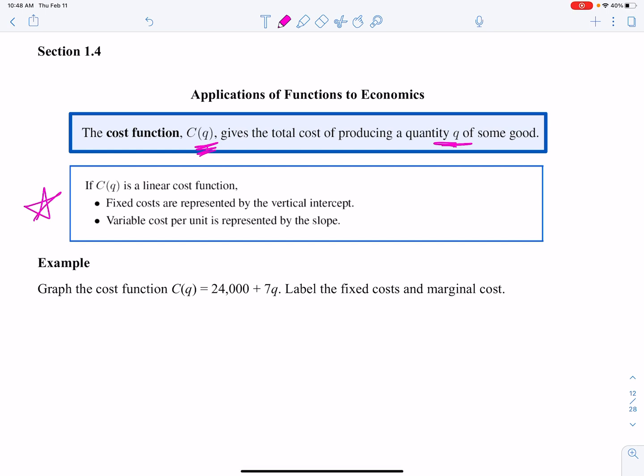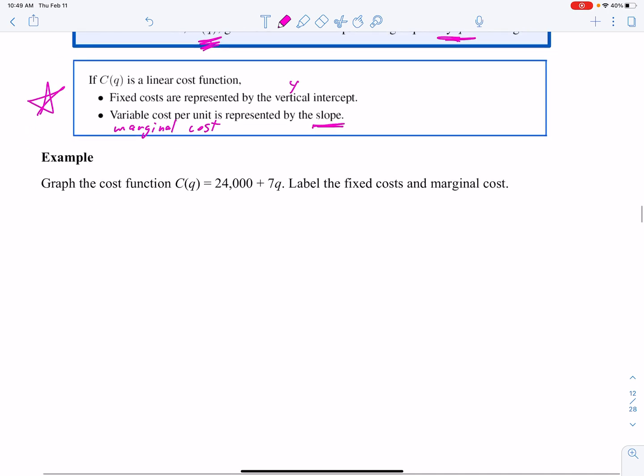If C of Q is a linear cost function, fixed costs are represented by the vertical intercept, in other words, the y-intercept, the b value. Remember mx plus b? Variable cost per unit is represented by the slope. Variable cost per unit is also known as marginal cost. So same thing. Variable cost per unit and marginal cost are the same thing. So this example says graph the cost function and label the fixed cost and the marginal cost.